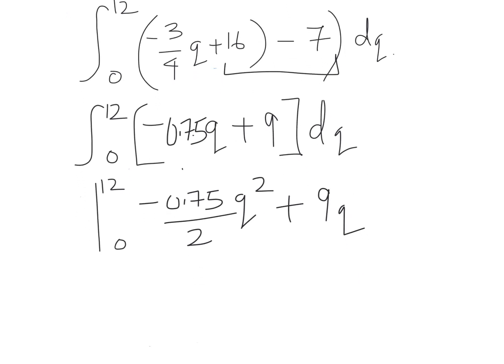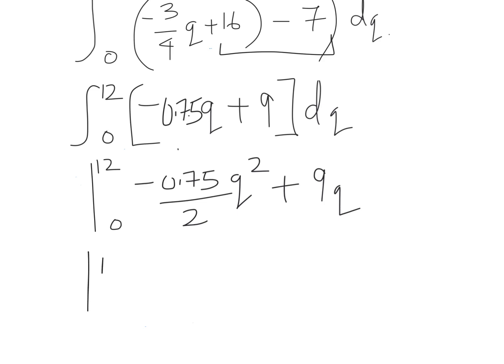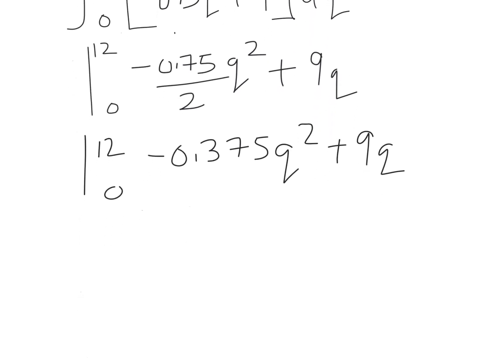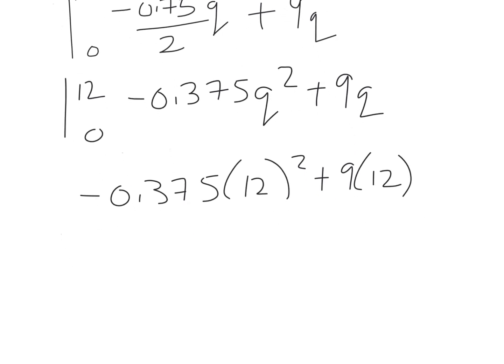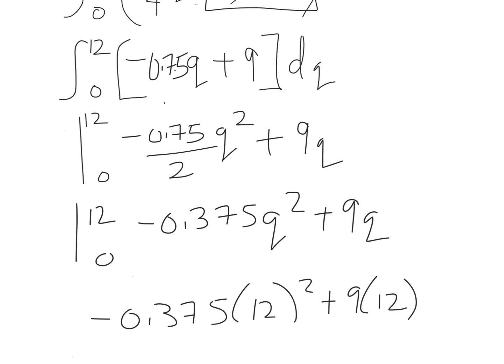Okay, so then we are going to simplify, so 0.75, what have we got? 0.375 Q squared plus 9Q. And then substitute. Yeah? And then we get, what do we get?